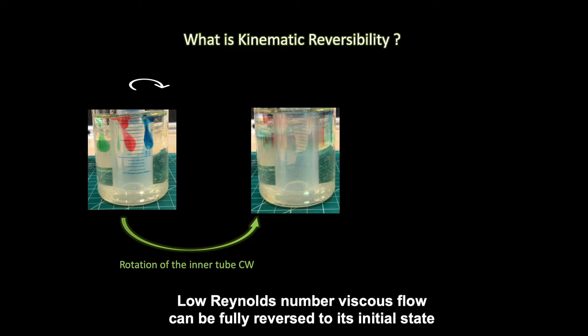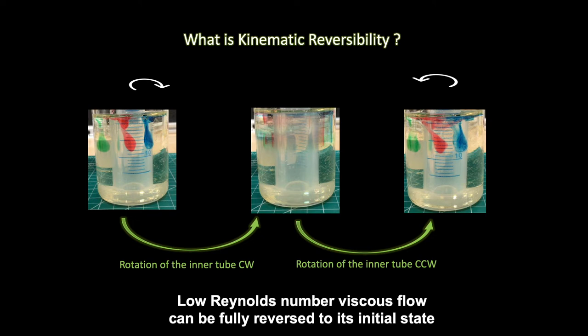And then we change the direction of the rotation and go counterclockwise the same number of turns. We will then arrive at what appears to be the same initial state. This is a demonstration of the kinematic reversibility in a Taylor-Couette flow.